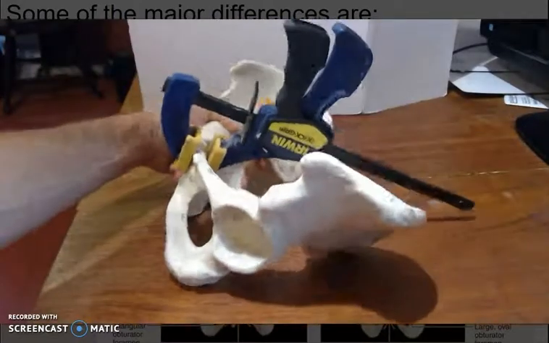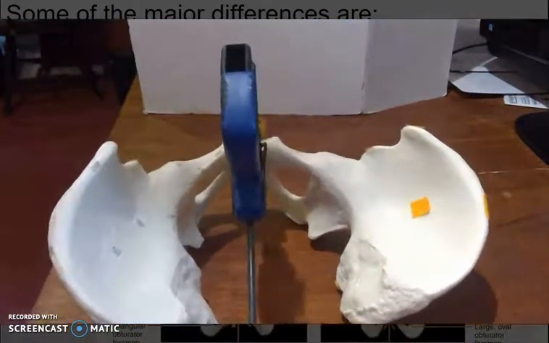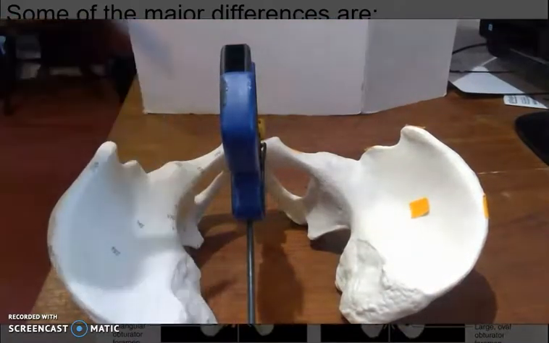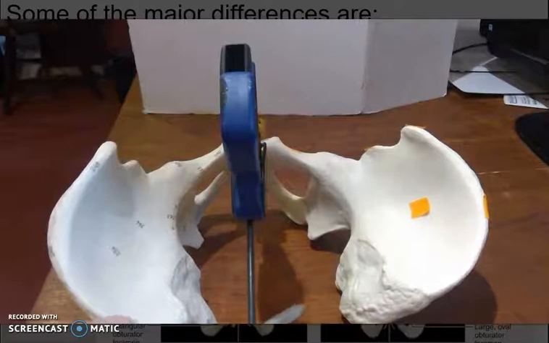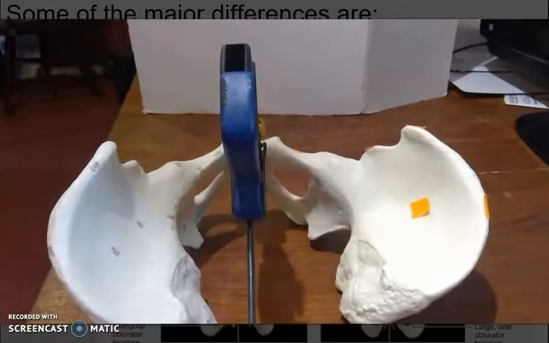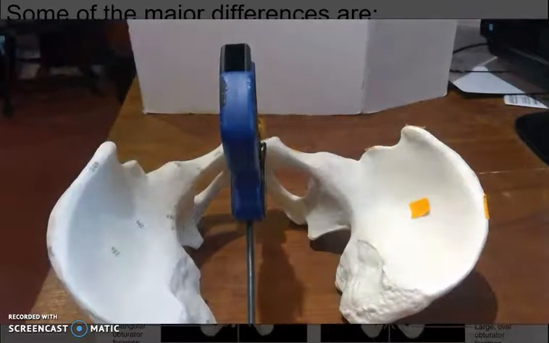Now, this clamp isn't making this very nice. This right here is allegedly a circle. So in men, it is spherical because they have a narrower sacrum here. In women, the sacrum is pushing the bones apart, so this is oval. And their iliums tend to be a little bit wider and farther apart.